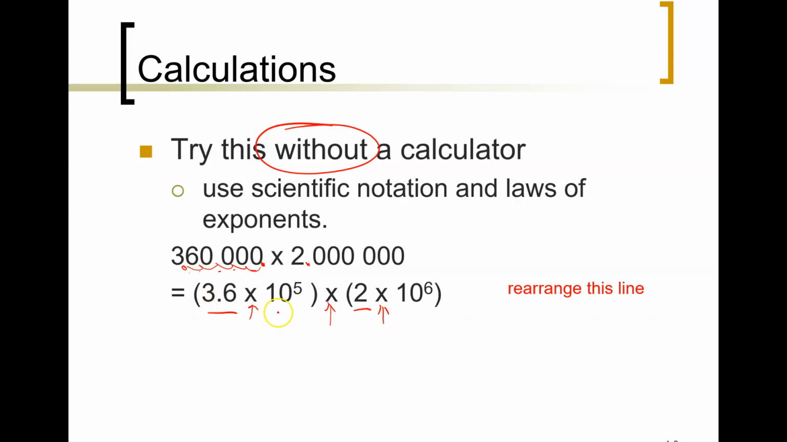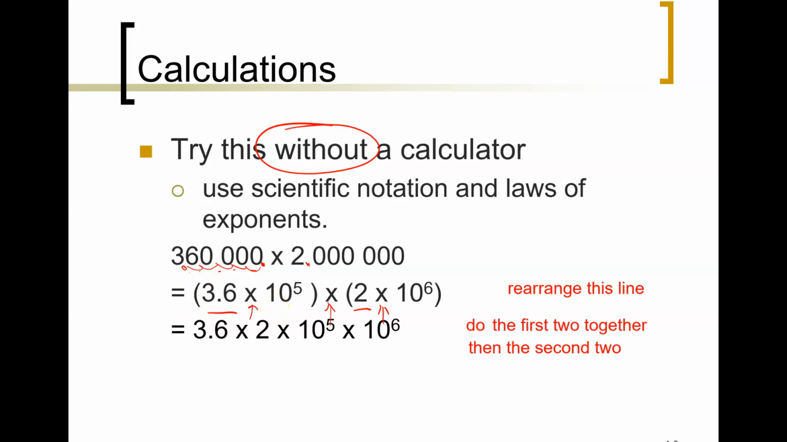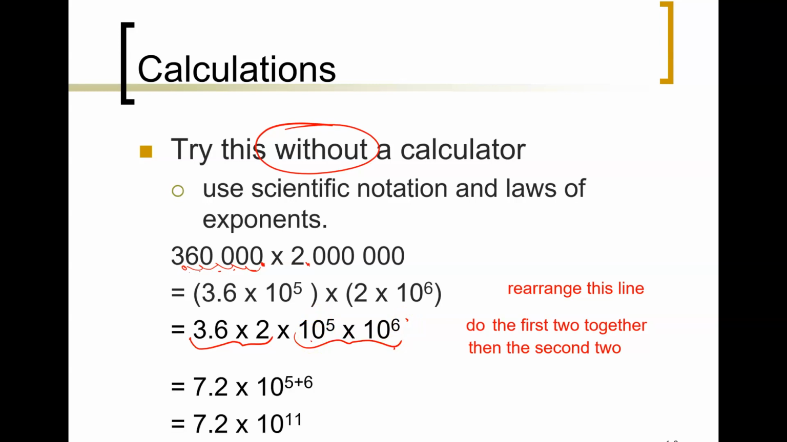And then we can multiply 10 to the 5 times 10 to the 6. And if you recall back to the rules for exponents, this you can now do in your head because we are multiplying with the same base. We add the exponents, it becomes 10 to the 11. 7.2 times 10 to the 11. And it's still in scientific notation because this p-value is still between 1 and 10. If it wasn't, it would need an adjustment.